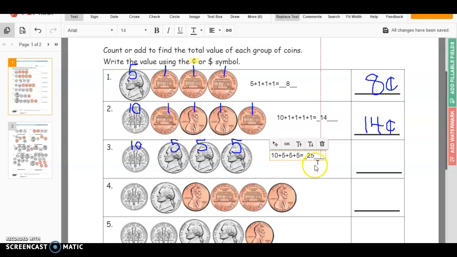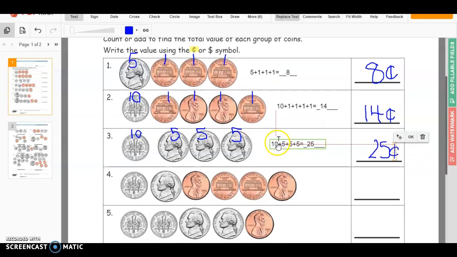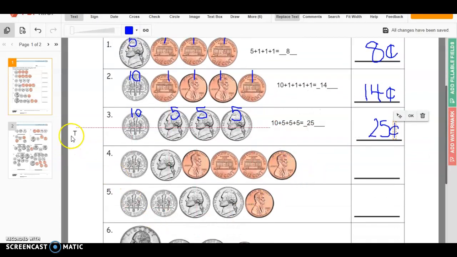So my total here is 25, and now I want to write it in cent form, which means that I'm going to write my number first, which is 25, and right after it, I'm going to do my cent sign. Perfect. Okay, let's look at number 4.